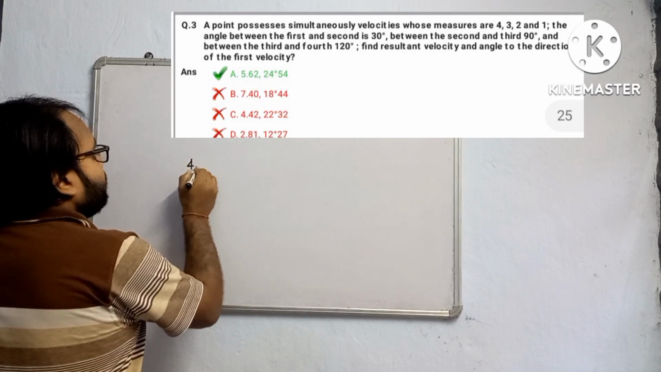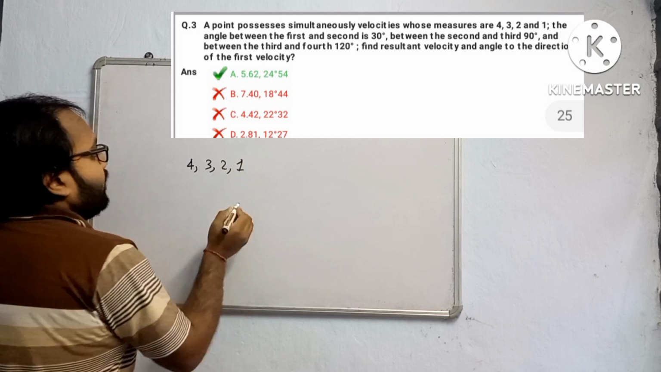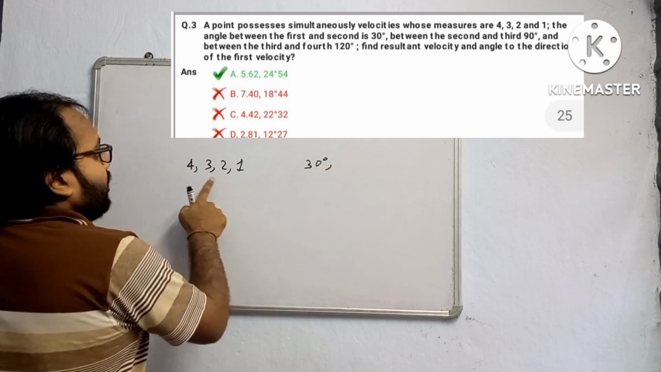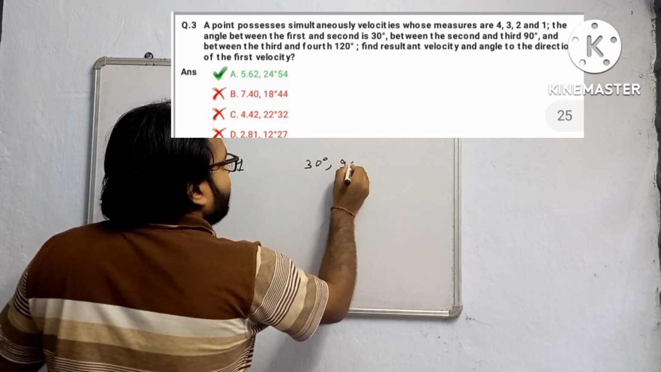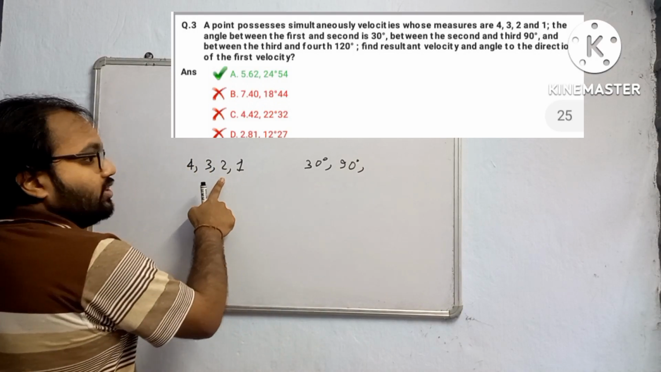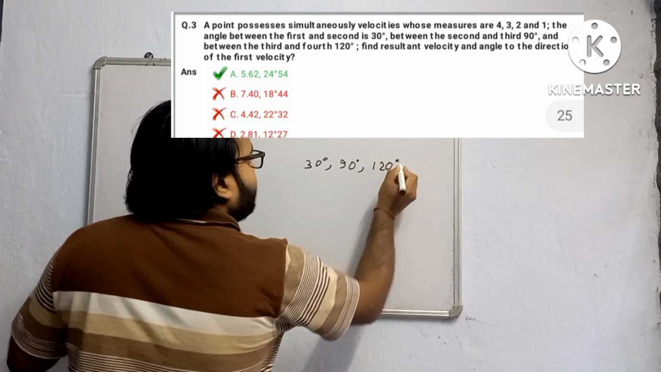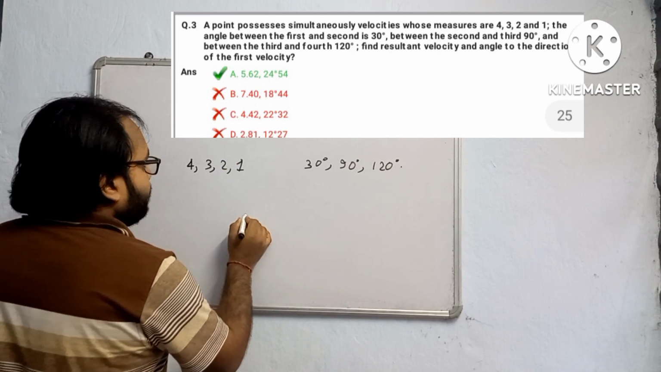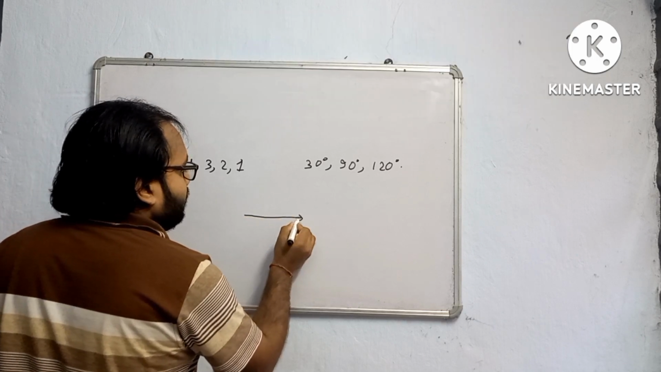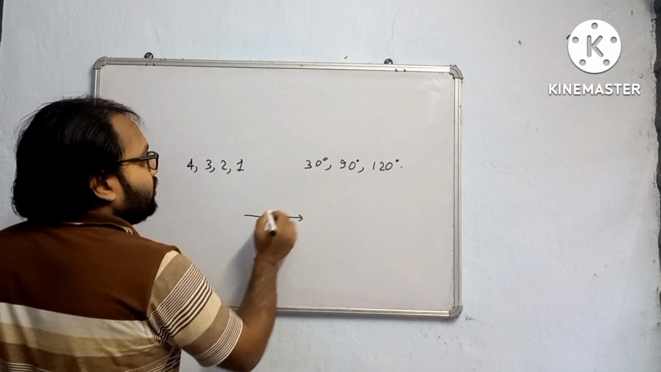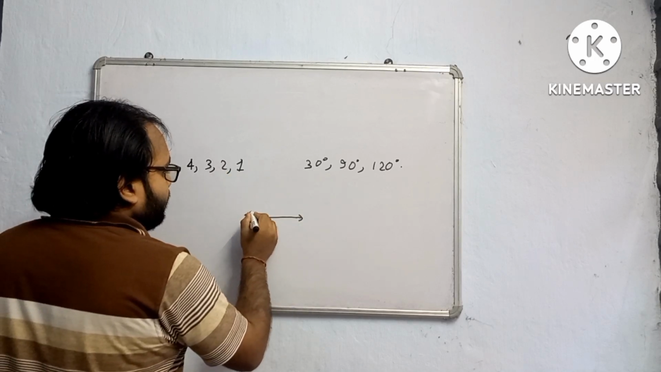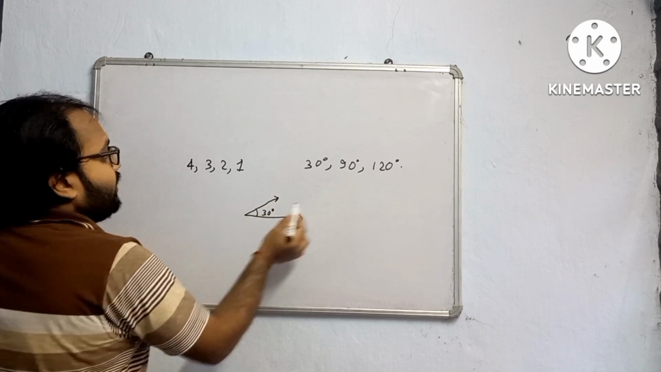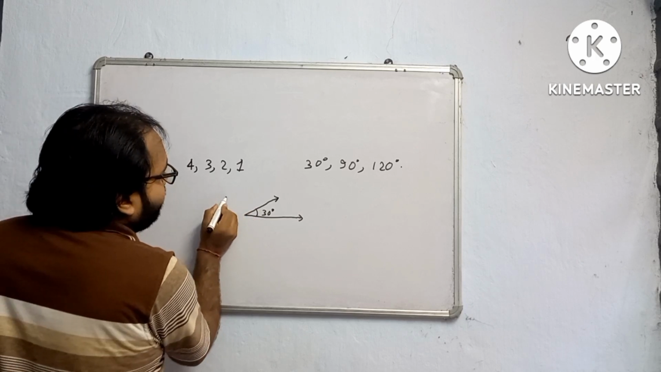As you can see, 4, 3, 2, 1, these are the magnitudes. The angle between first and second is 30 degree, between second and third it is 90 degree, and between third and fourth, that means magnitude 2 and 1, it is 120 degree. Now let us draw the diagram. I am drawing here, this has 4 magnitude, the arrow that I have drawn. Now a 30 degree angle with 3, magnitude 3. This is the 30 degree angle. 90 degree angle between 3 and 2.